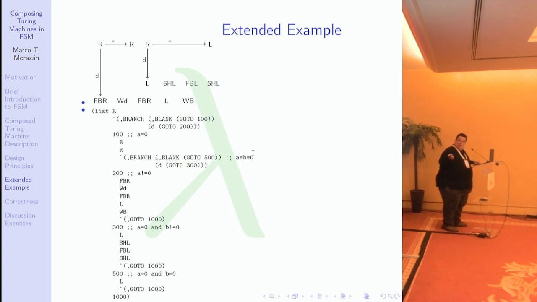So there's 4 arrows, so you need 4 labels, plus the label where the machine halts. Right? So 100 is the label when A is 0, and 200 is when A is not 0. 300 is the part of the machine that's going to process when A is 0 and B is not 0, and 500 is when A is 0 and B is 0. And then 1,000 is just when you want it to halt.